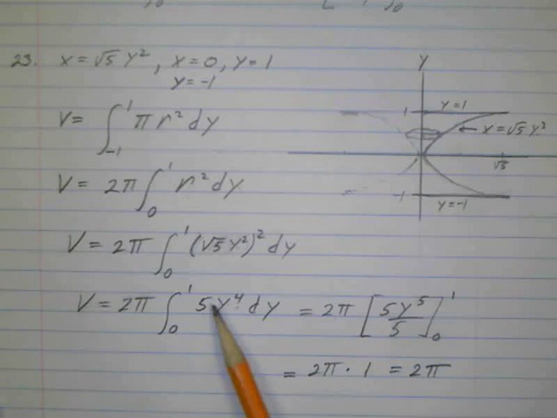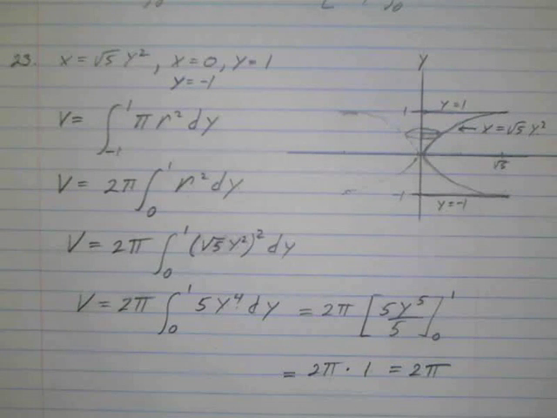So I take the antiderivative. The antiderivative of y to the 4th is y to the 5th over 5. I have the 5 in front, so those cancel. And then if I substitute 1 in here, I just have 1 to the 5th. If I put 0 in here, I have 0, so that's not going to matter. That's just going to be minus 0. So 1 to the 5th is 1. 2 pi times 1 is 2 pi. So that was short and sweet.